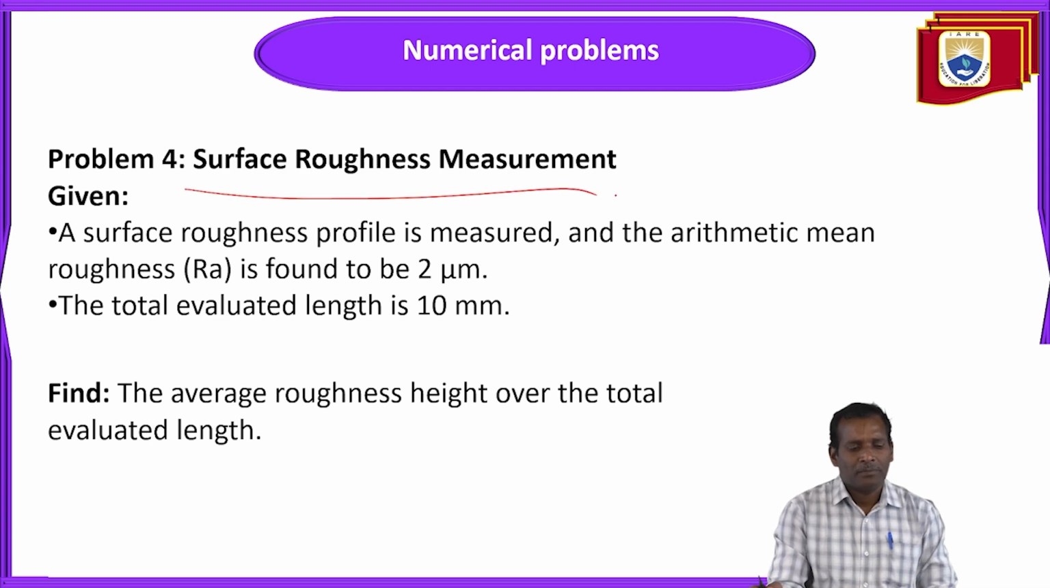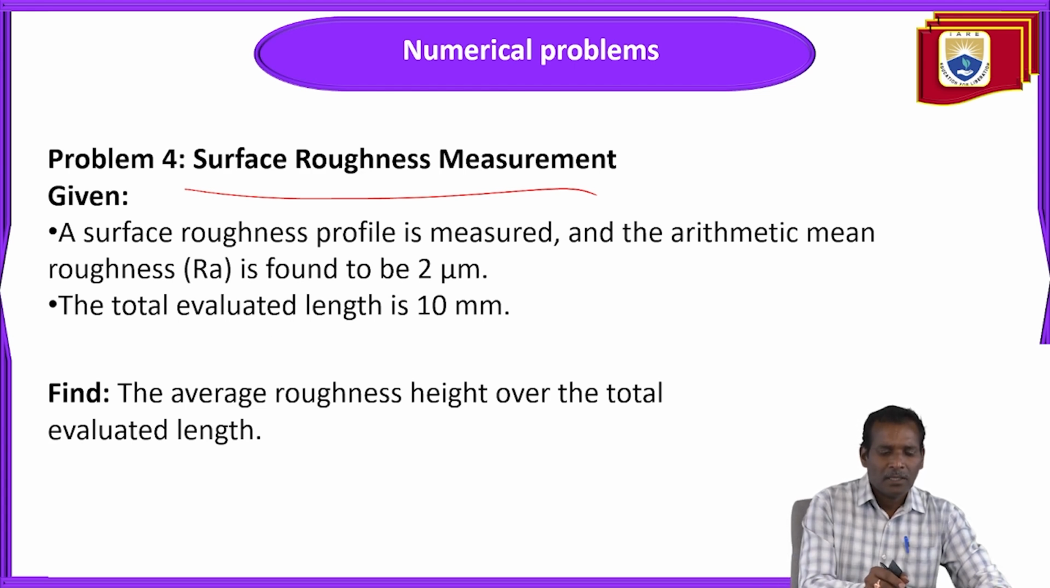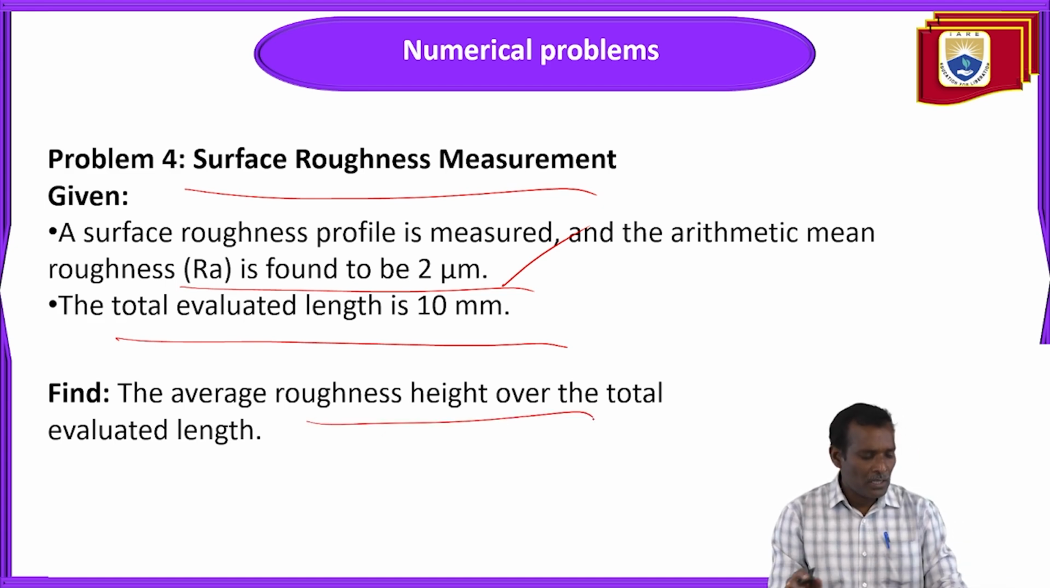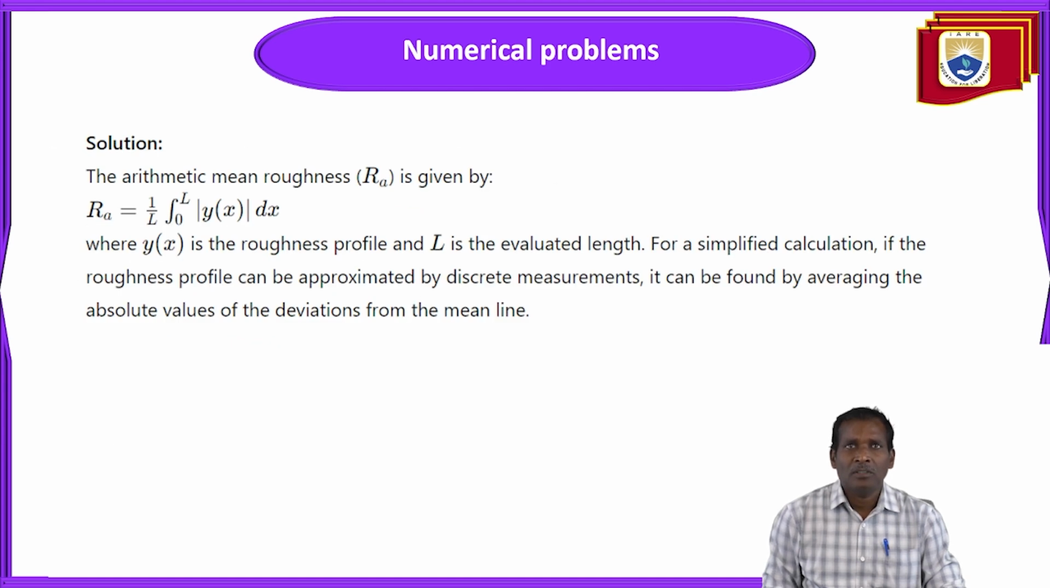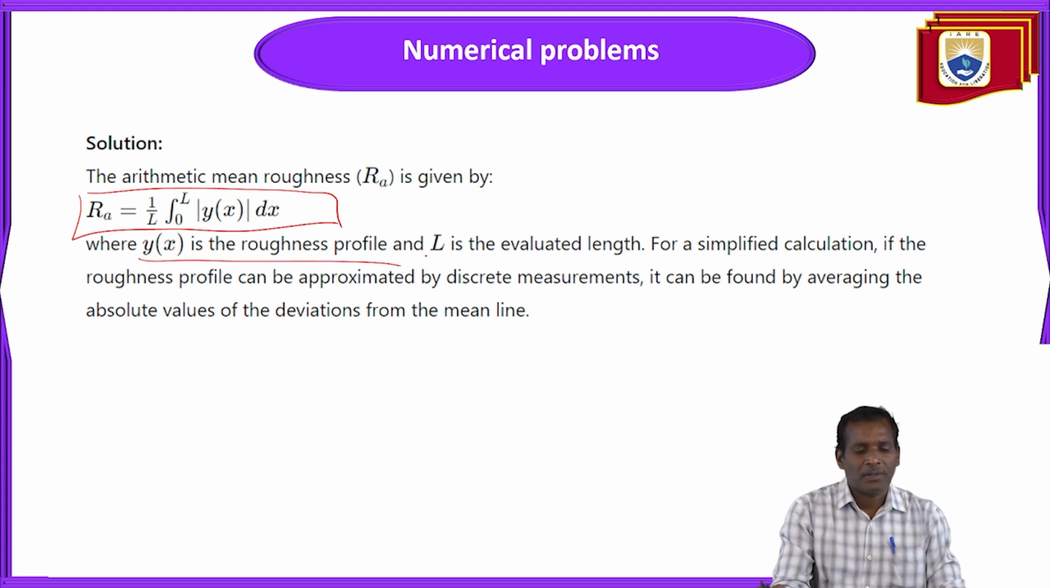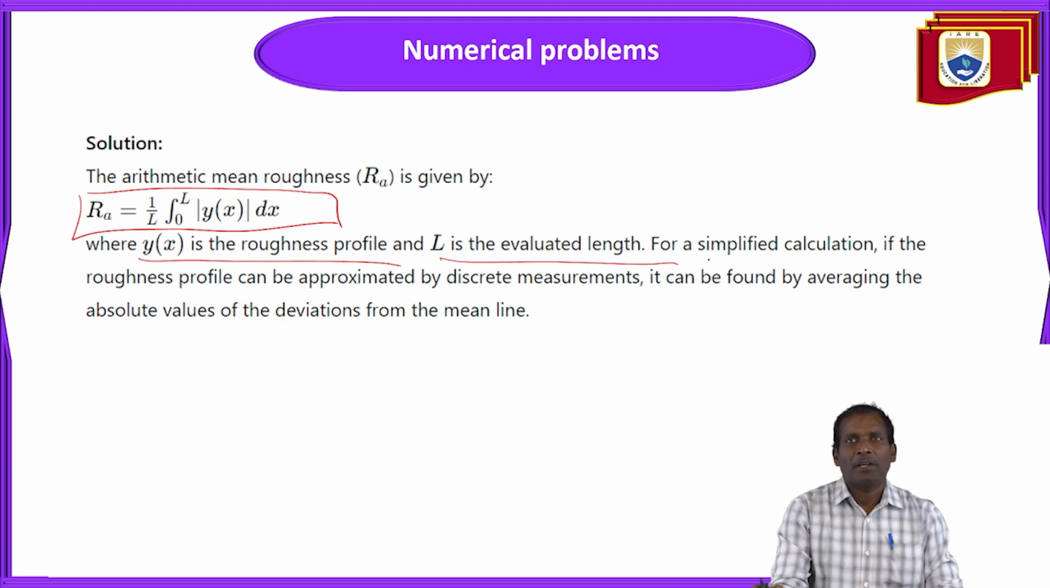Next, surface roughness measurement. Here the surface roughness profile is measured, and the arithmetic mean roughness value, the roughness average, is found to be 2 micrometer, with a total evaluated length of 10 mm. Find the average roughness height over the total evaluated length. The arithmetic mean roughness is given by the equation Ra equals 1 by L integral 0 to L of y of x dx, where y of x is the roughness profile and L is the evaluated length.